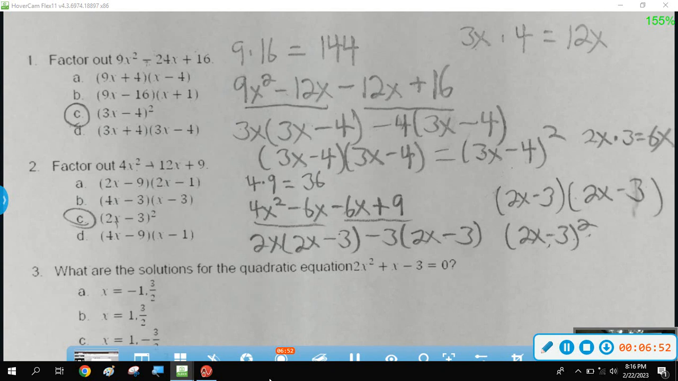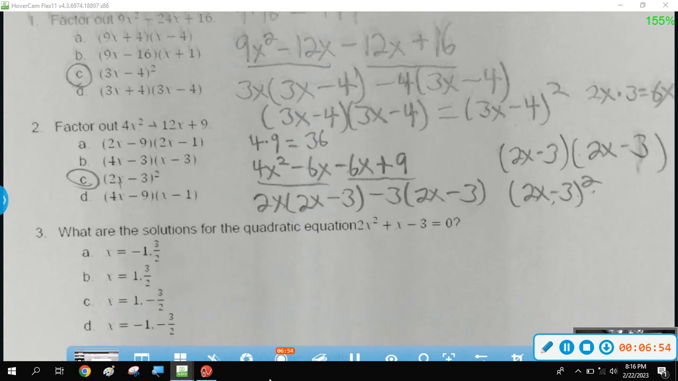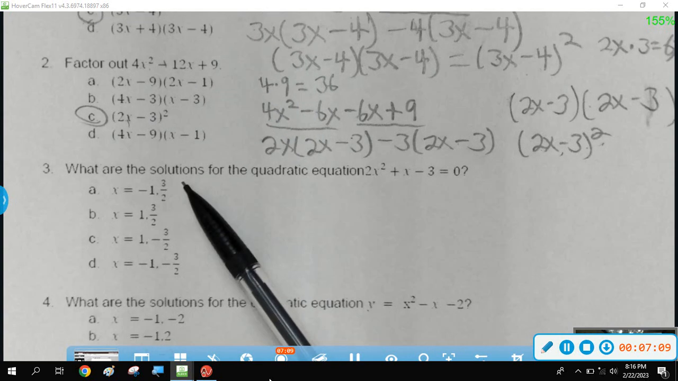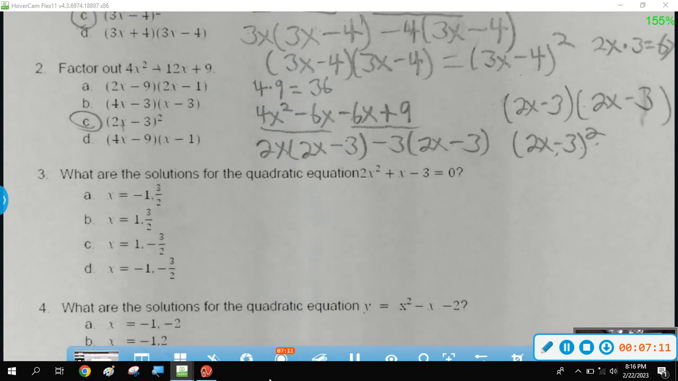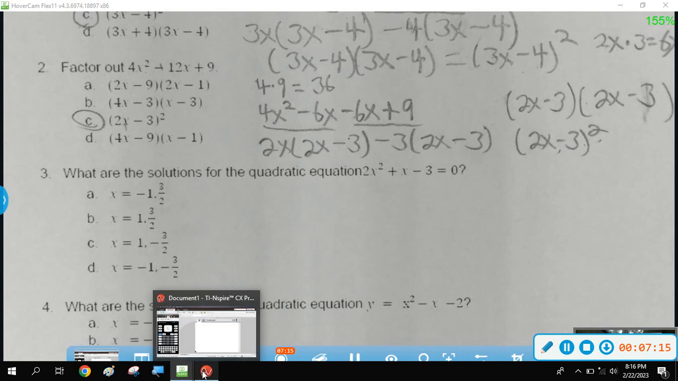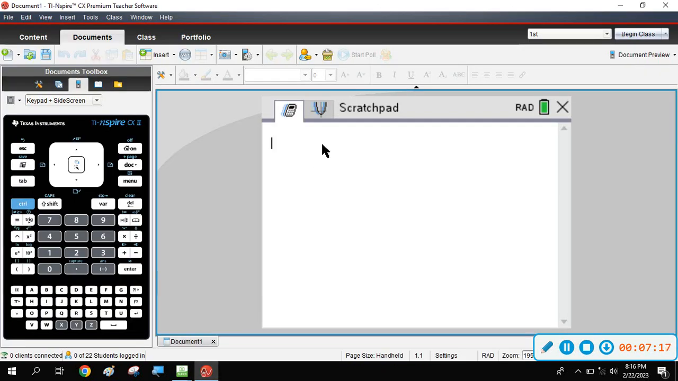All right? Now, number 3 is a little bit different of a question. It says, what are the solutions for the quadratic? And so remember in the last lesson we talked about the term solution, roots, zeros, x-intercepts all mean the same thing. So it's looking for the place where it crosses the x-axis. How can we do that the easiest? Well, it would be to go to our calculator and see if we can't plug it in.